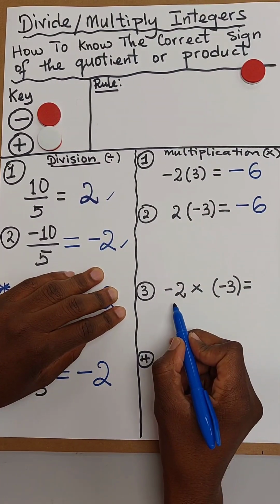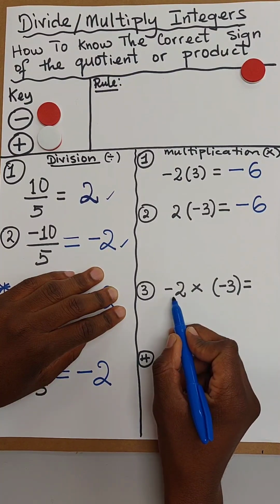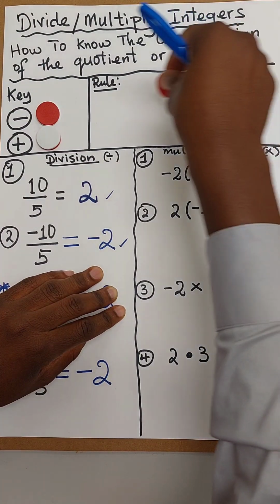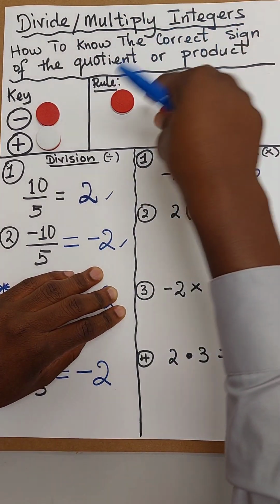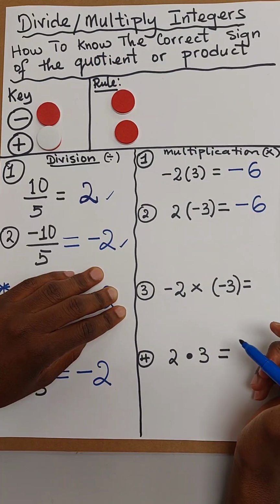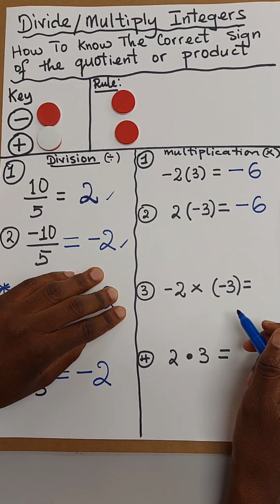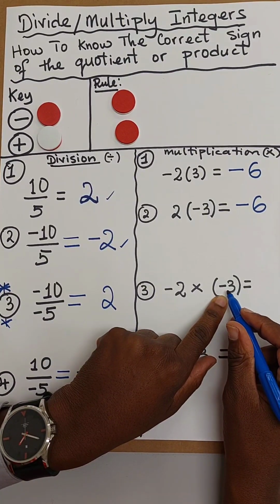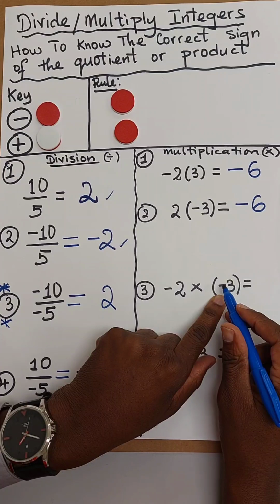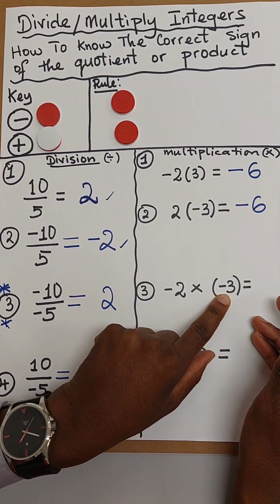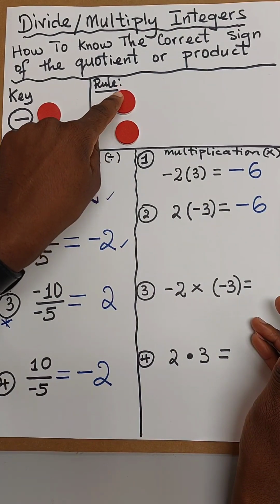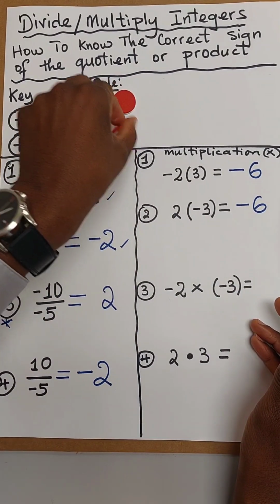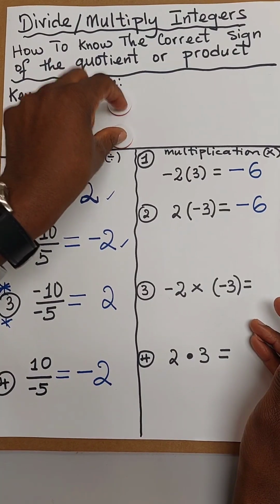Number 3, negative 2 times negative 3. Negative 2 means 2 red chips. I want to multiply by negative 3. What will a negative do? The negative will flip the chips before making 3 groups of them. So there were 2 red, times negative 3. This negative on the 3 flips them, and then makes 3 groups of the white ones.